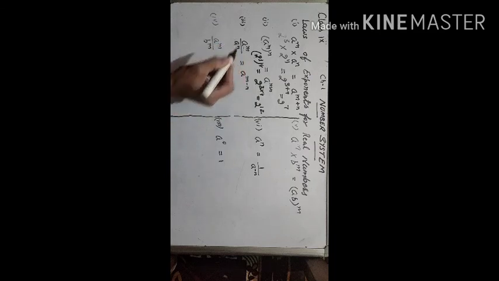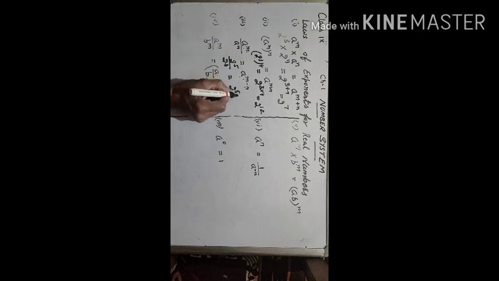Then base is same, a to the power m divided by a to the power n, then it becomes a to the power m minus n. Suppose 2 to the power 5 divided by 2 to the power 3, that means 2 to the power 5 minus 3, that is equal to 2 to the power 2.